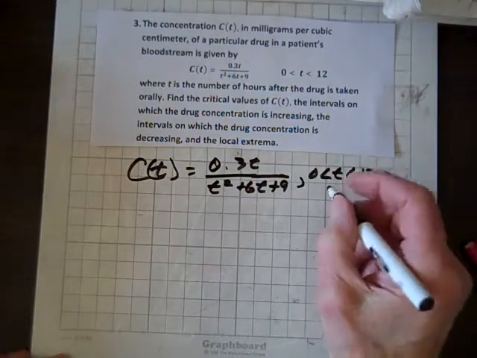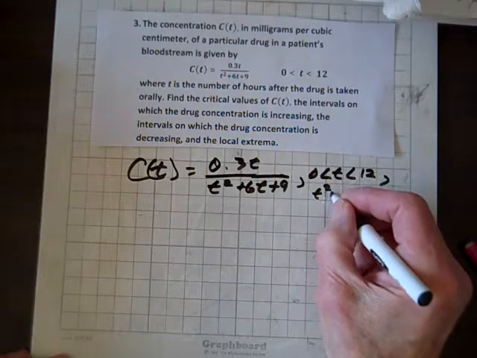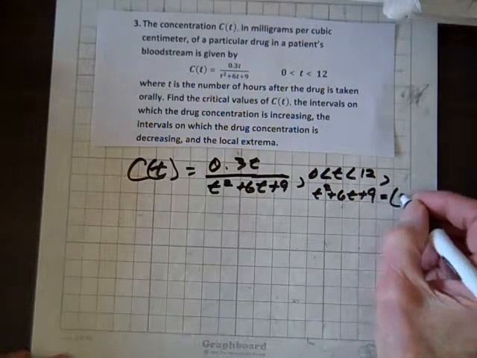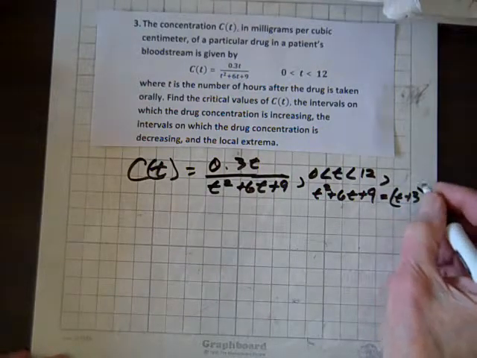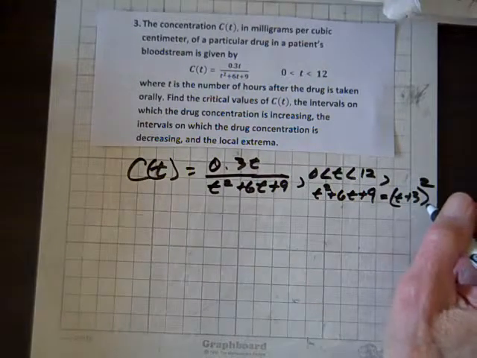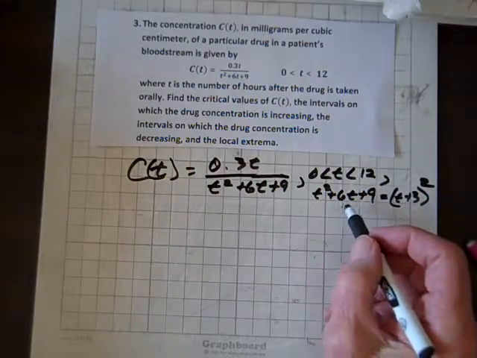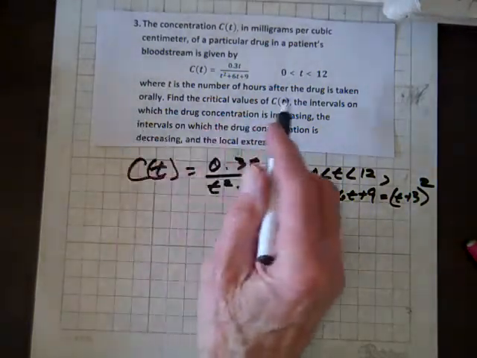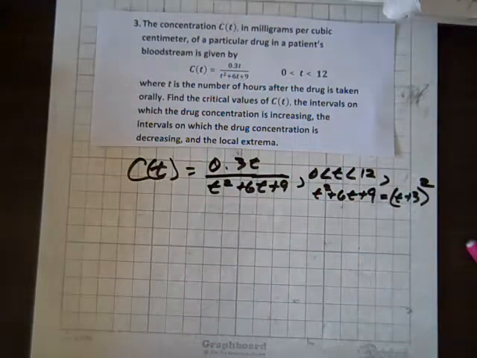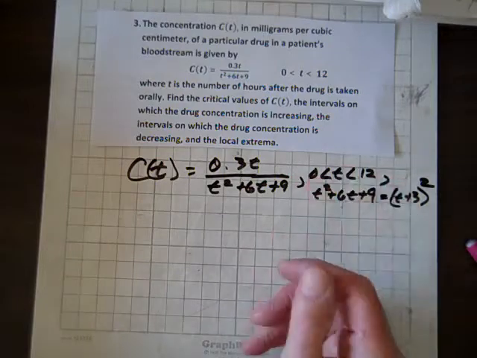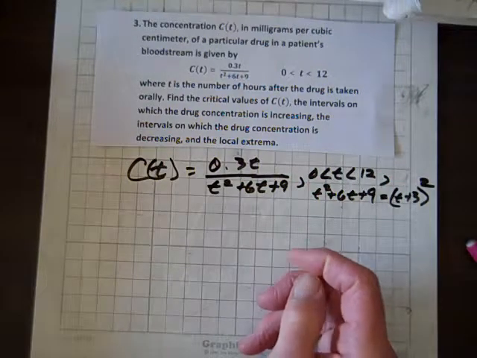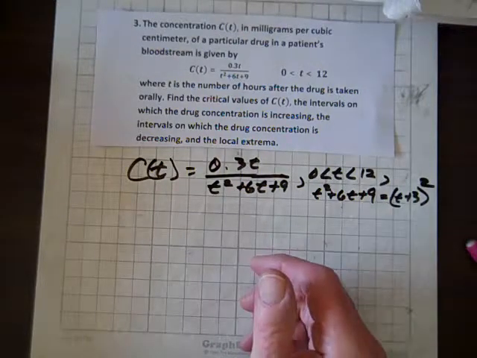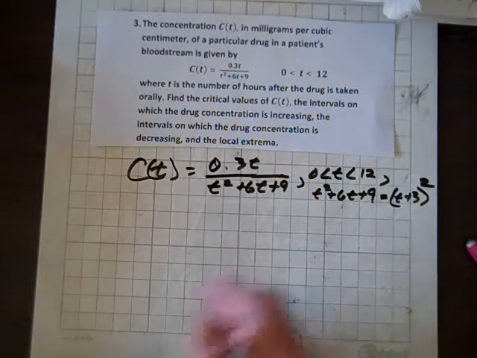There's something else to keep in mind, and that's this. T squared plus 6t plus 9 equals (t plus 3) squared. So now, let's take the derivative of that. Oh yes, where t is the number of hours after the drug is taken orally. Find the critical values of C of t and the intervals on which the drug concentration is increasing and the intervals on which the drug concentration is decreasing, and the local extrema.